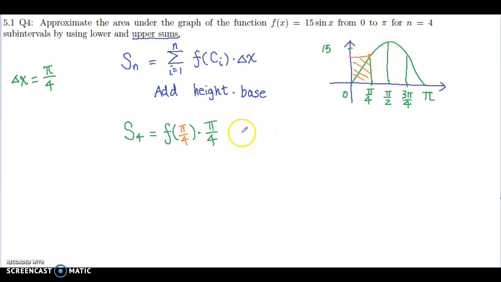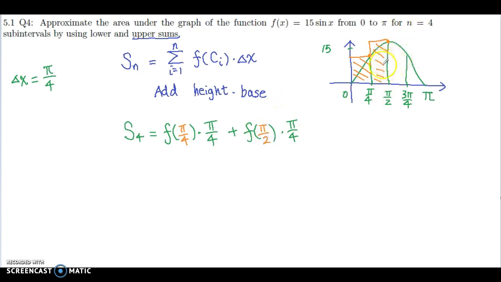For the second one, still height times the base. So which point do we pick? Take a look at the second interval, pi over 4 to pi over 2. The highest point is right here. This is our rectangle. So it happened at pi over 2.